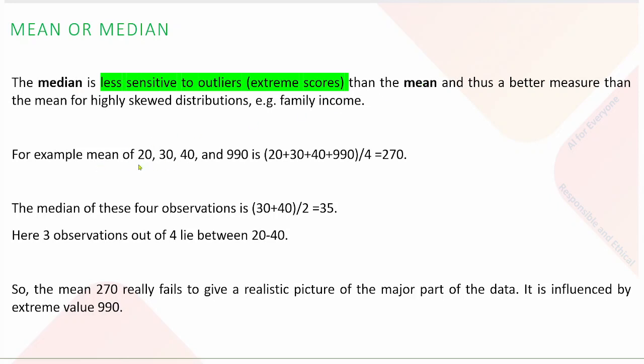For example, let's say this is your data series, and the mean of this would be 270. Just because of one high value here, you have a very high mean. And then the median of the same four observations is simply the average of the middle values, which is 30 and 40, and that's 35. That's a better reflection of the general value in the series. So median is a useful measure when we have very extreme or large values.